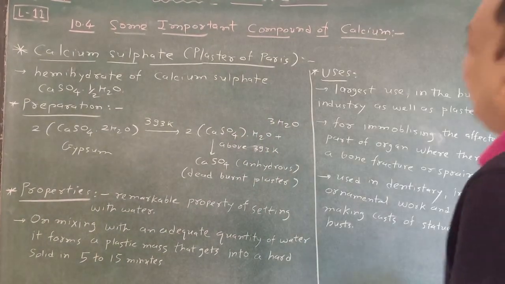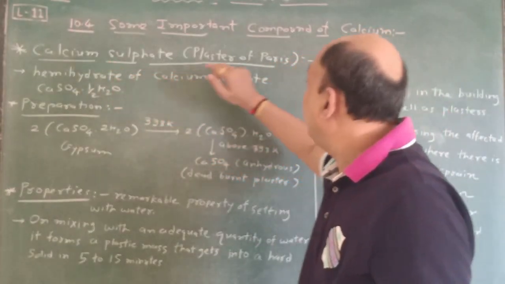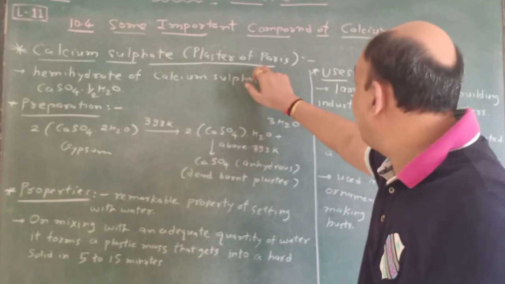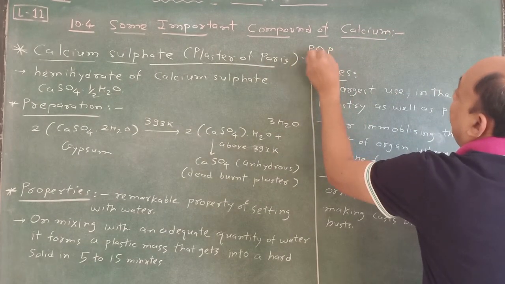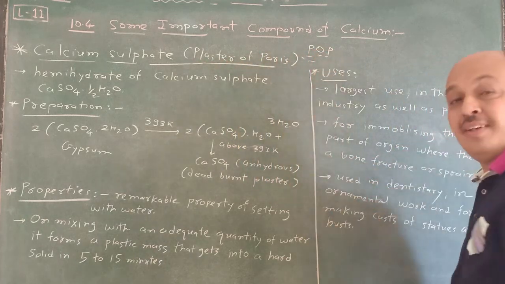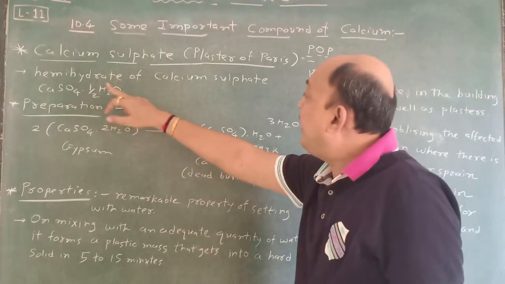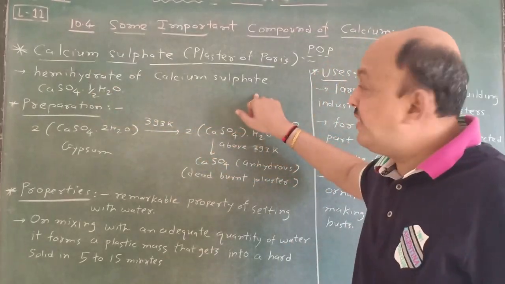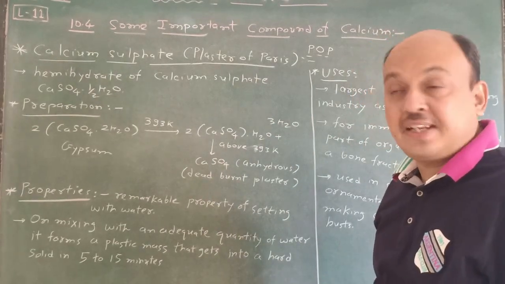So here the important compound is once again calcium sulfate, CaSO4, which is also known as plaster of Paris, and the short form is POP. That's what is called plaster of Paris, which you might be familiar with. Hemihydrate of calcium sulfate, that is CaSO4·½H2O. Preparation. So preparation is very simple.